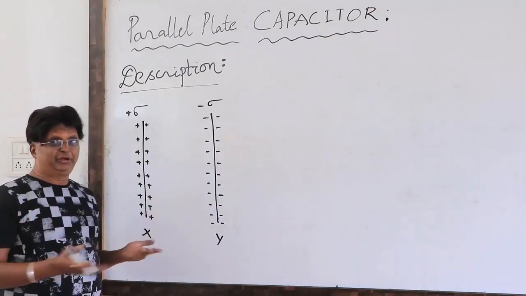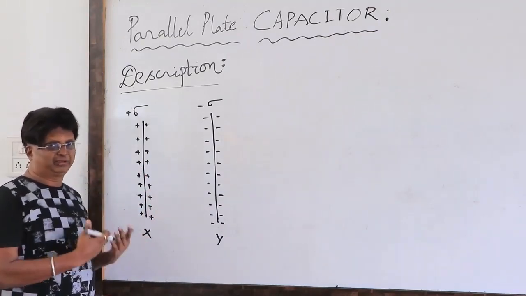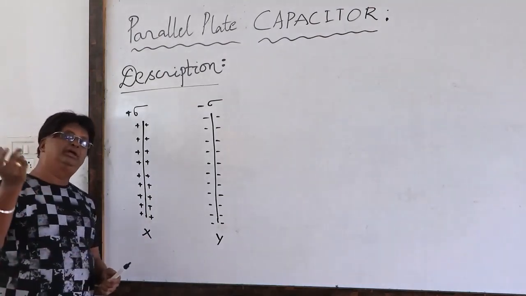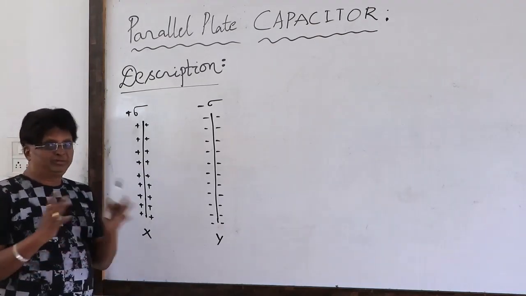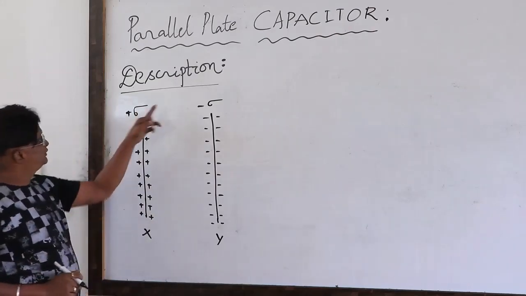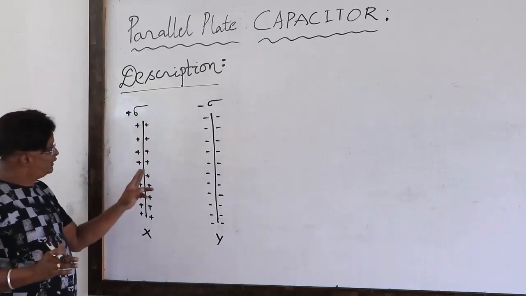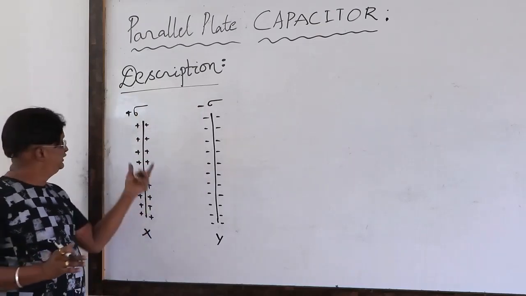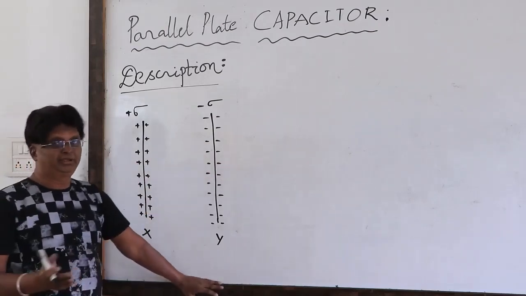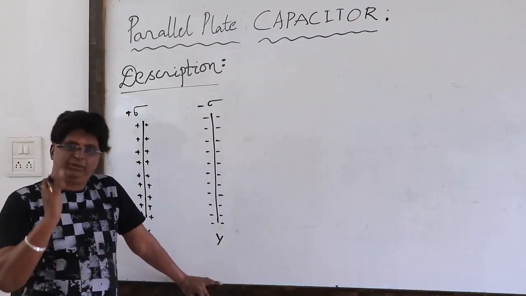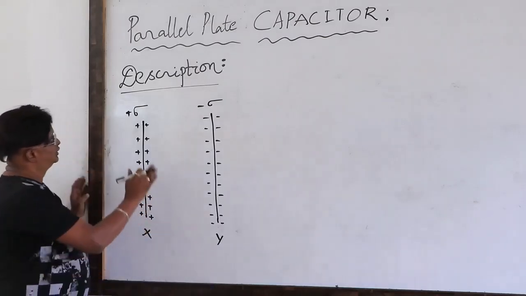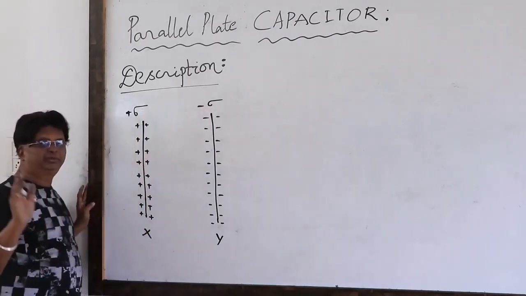Too many rational doubts will come here, because this is a picturesque model that we are giving. When you listen to this model, immediately you will say all such things will definitely be there. Very good, I appreciate that. Speak to your teacher. Plus sigma, minus sigma, charged equally and constant. Any doubts that you come across, you can speak to your teacher. So, positive plate, negative plate.